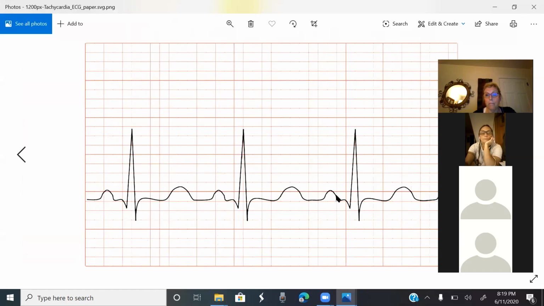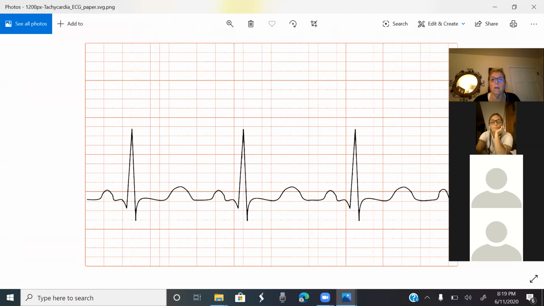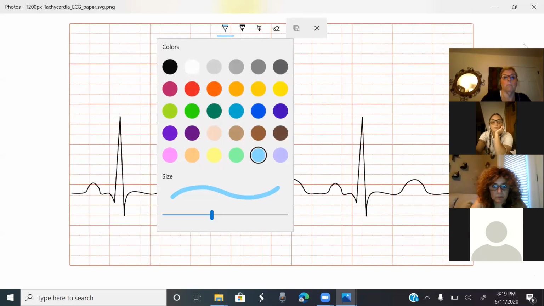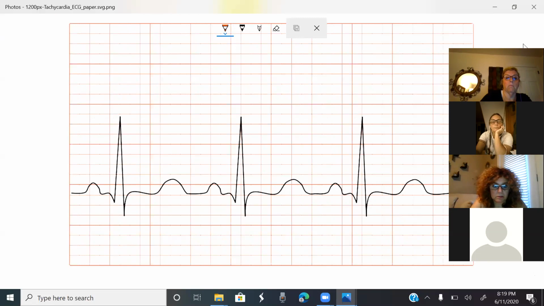Do you see that one? So how many complexes do you see? 4, basically, because we're missing that. Okay, so let's add 2 because this is clearly not 6 seconds. So let's ask ourselves, if there was 2 more, what would our rate be? 50. Okay, so we're going to call our rate 50.